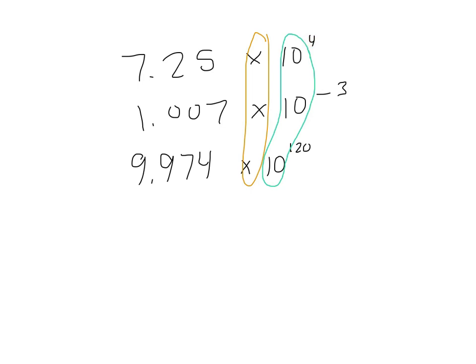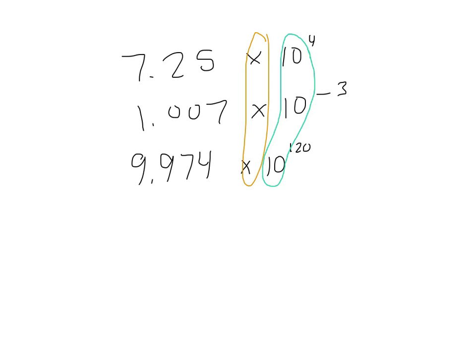Now, notice that is an integer of 4. That's an integer of negative 3. That's an integer of 120, right? So they're all taken to the power of some integer, otherwise known as a positive or negative non-decimal number. Okay. Now the other thing that isn't proven here, but we do see, is that this number right there is greater than or equal to 1, but it's also less than 10.